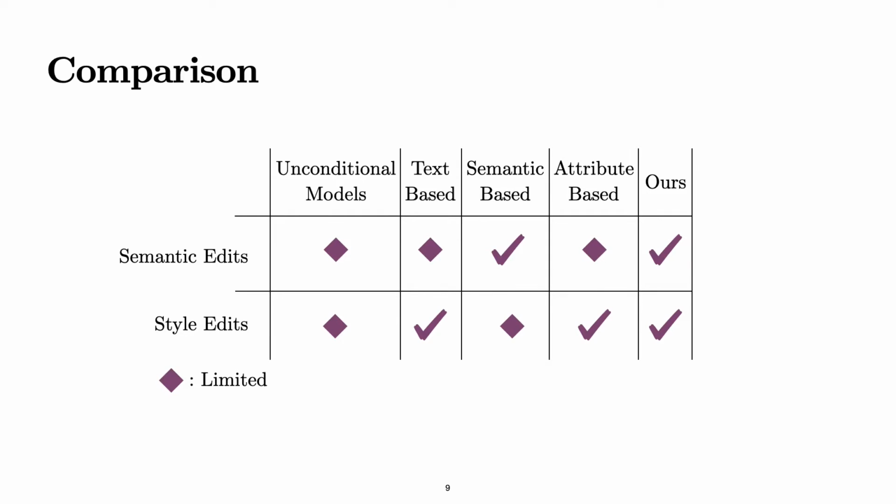Let us compare the editing capabilities of all these models. Unconditional models lack user interactivity and hence provide limited semantic and style editing. Text-based models require detailed text in order to perform controlled edits, rendering them not user-friendly. Attribute-based methods are not suitable for semantic edits, while semantic-based methods fall short when applying style edits. Our method combines ideas from semantic and attribute editing methods for enabling fine-grained edits in both semantic and style domains. Next, we go over the key idea and components of our model.